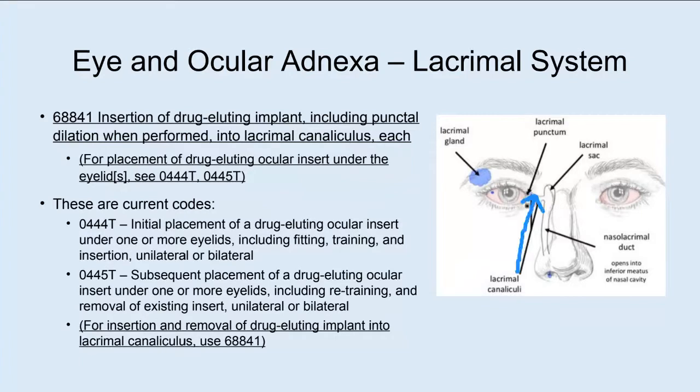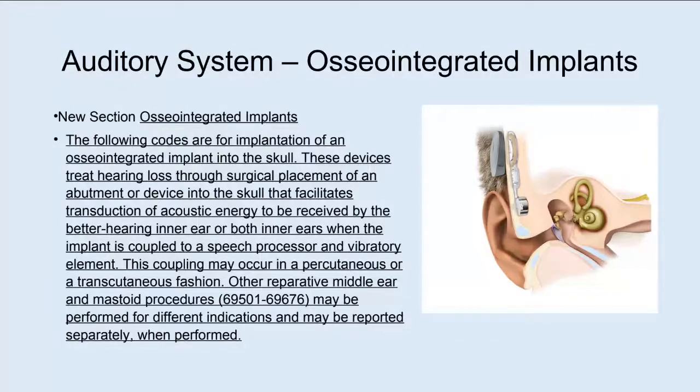And then it refers you to, in the note is new, but the codes are not. The codes were already there. 0444T, eyelid drug-eluting, 0445T, eyelid again. So this is initial placement or subsequent placement. So for insertion and removal of implant into the canaliculus, that's 68841. So that's the new code. So where it's put in makes all the difference in the world.